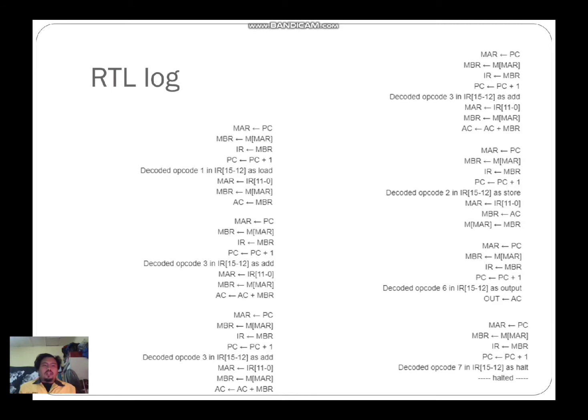So after we run the coding, this is the RTL log that we get. Input from the storage, PC to AC, and PC to AC is storage to the memory. PC to AC, that's decode opcode 3, is memory to CPU, and PC to AC with decode opcode 3 is CPU to DMA. PC to memory, about DMA to output.